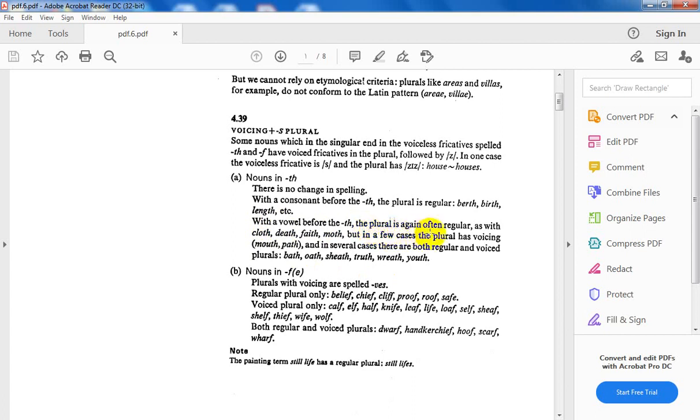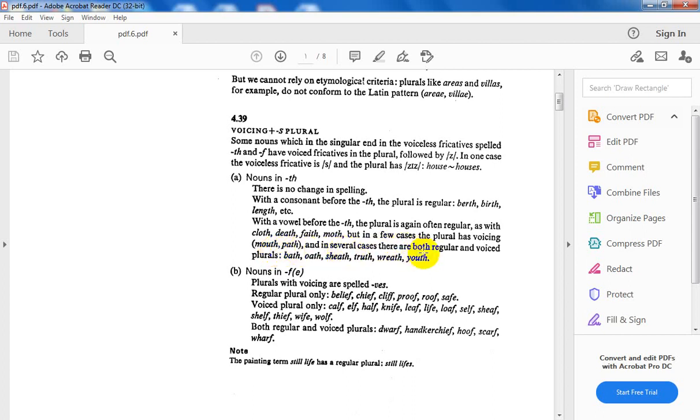The plural is again often regular, as with cloth, death, faith, moth. These nouns, though the final th is preceded by a vowel, adopt the rule of a regular plural, just adding s or es. But in a few cases, the plural has voicing, like mouth, bath. Here, adding es, and this th becomes voiced.